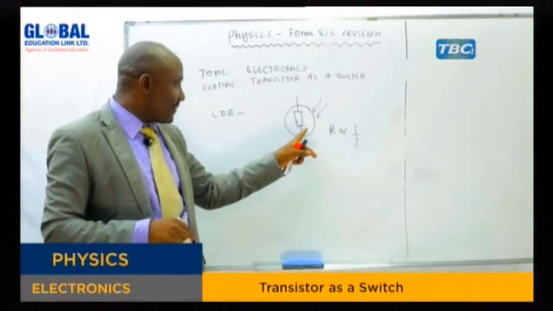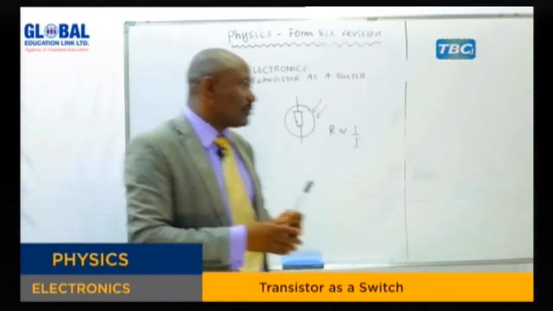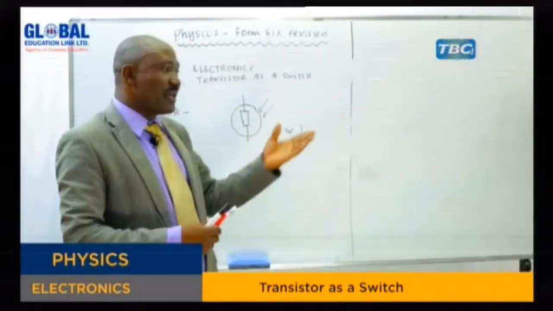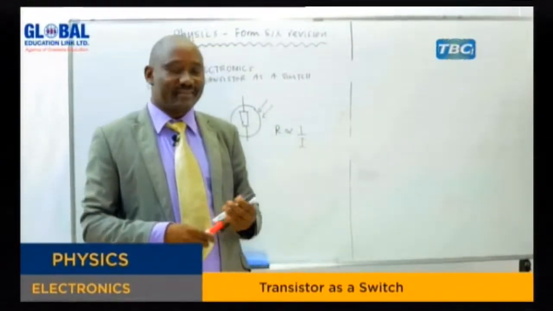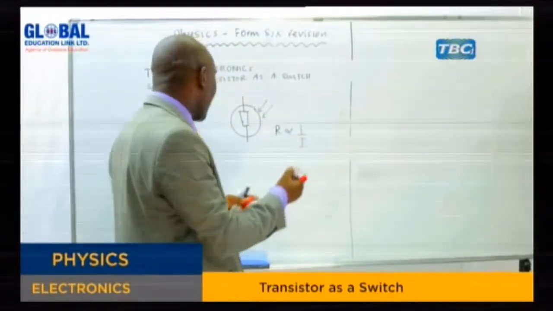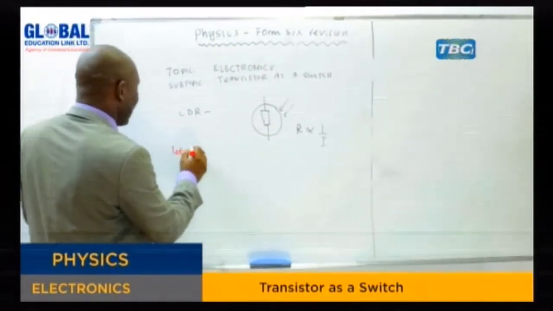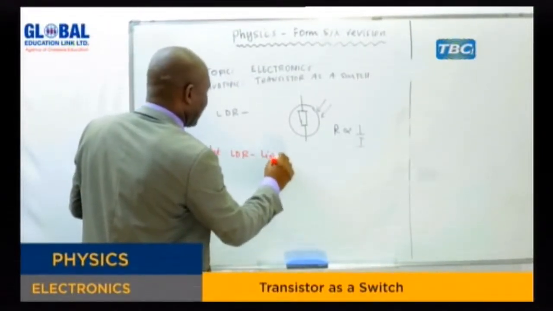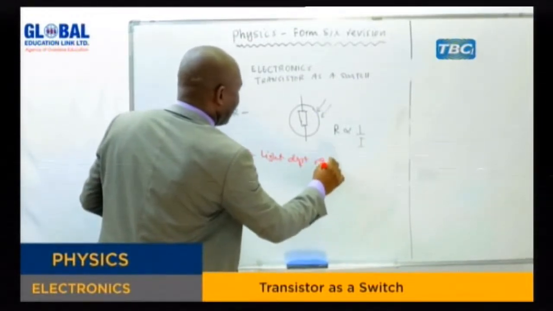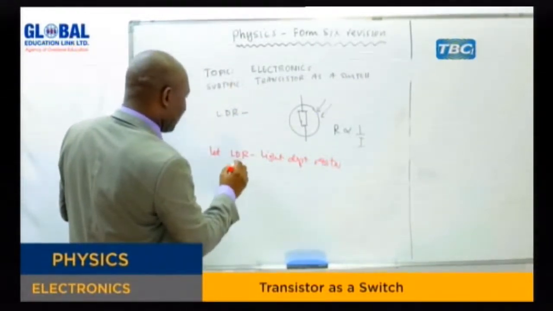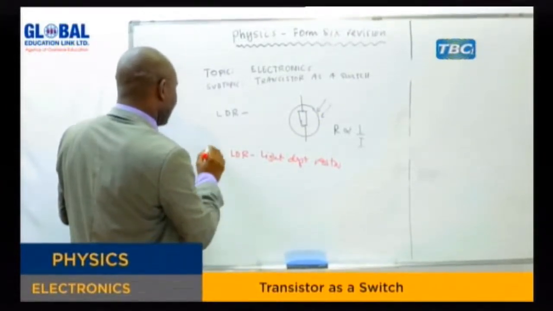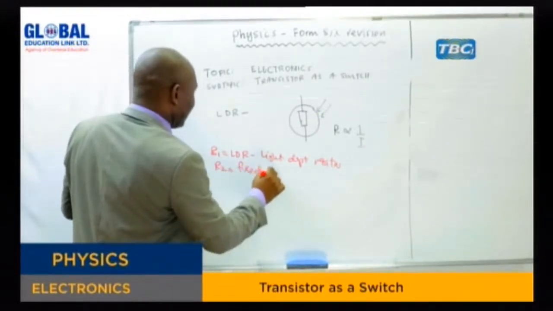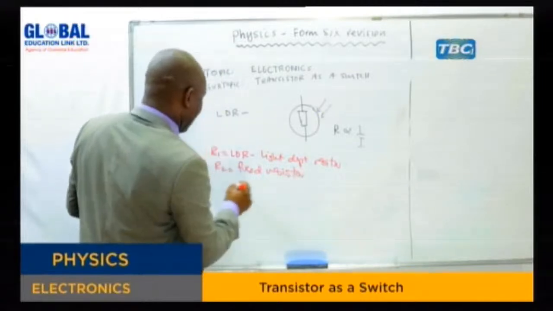So knowing this now, you're supposed to use this component to design a circuit, and then use other components. Remember I told you before that we normally use the common emitter transistor. So step number one, let R be the light dependent resistor. And then you're supposed to have another, this as R1. And then R2, a fixed resistor. And then you're supposed to have the lamp.